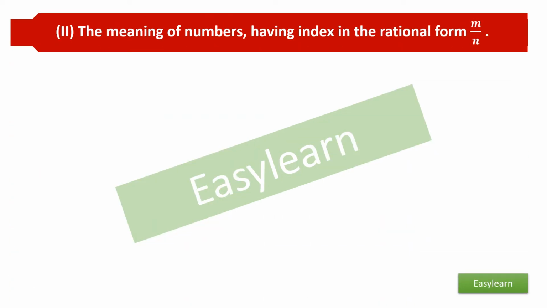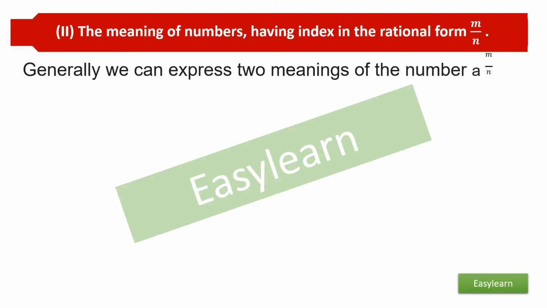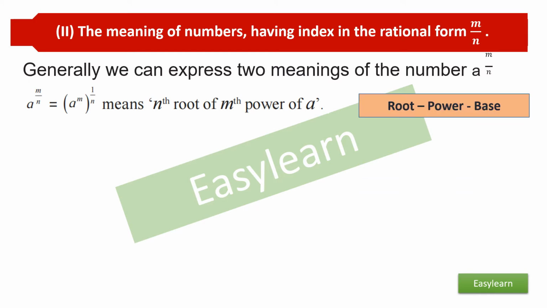Now what is the meaning of the numbers having the index in the rational form m upon n? Generally there are two methods, that is, two meanings of this. The first meaning is a raised to m upon n, which we can write as a raised to m, the whole raised to 1 upon n, which means the nth root of the mth power of a. As a shortcut, we can remember this as root, power, base: first we write the root, then the power, then the base.